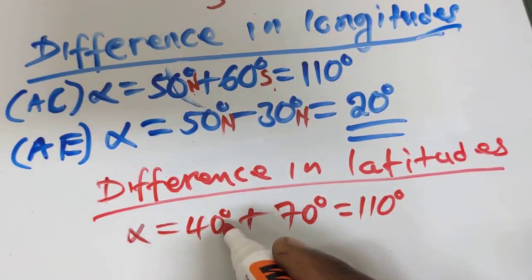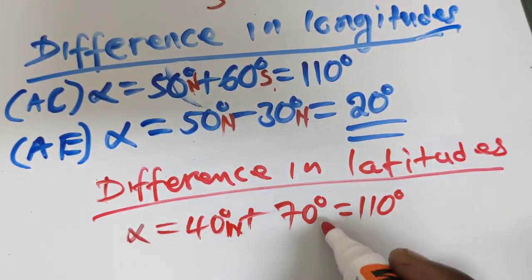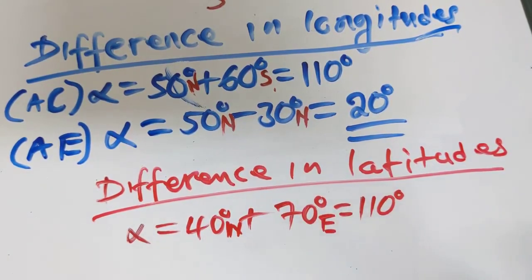This one, we said it is in the west. This one is in the east. That is the reason why we add. So if you find yourself finding the difference in latitudes or in longitudes, and they are in the same region, like north or south, we subtract. You get the bigger number, you get the smaller number, and you subtract from the bigger number. Just as simple as that. So that is how you find the difference.